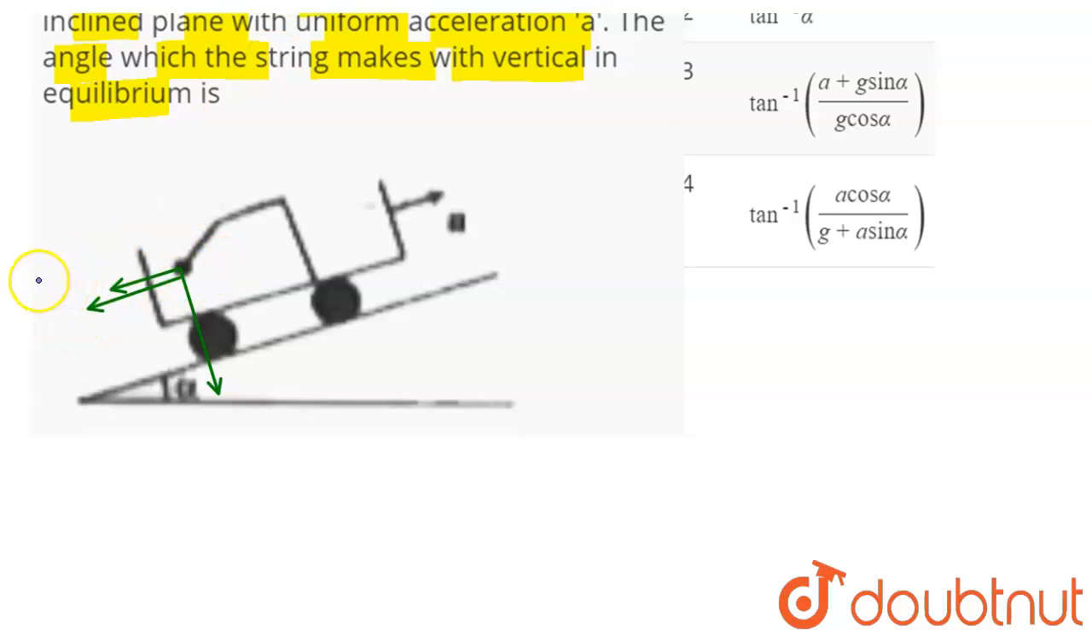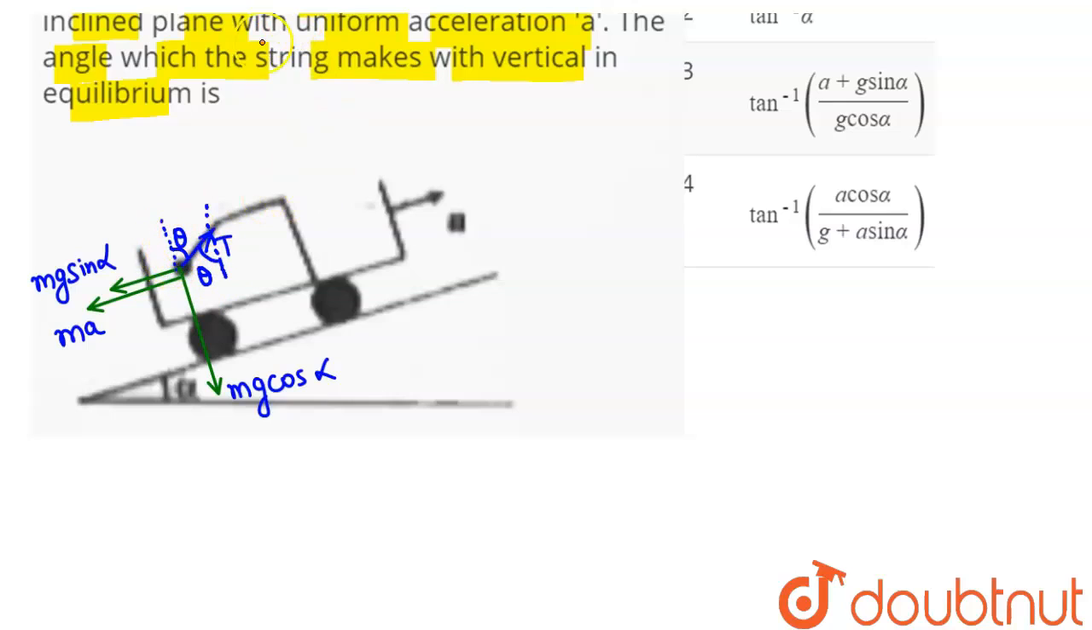So we can say here this will be our mg sin alpha. This here is a pseudo force ma. This here is our mg cos alpha, and here along this string we have tension. We need to find the angle made by the string with the vertical. This angle is being asked. Suppose this angle here is theta, and this angle shall also be equal to theta.